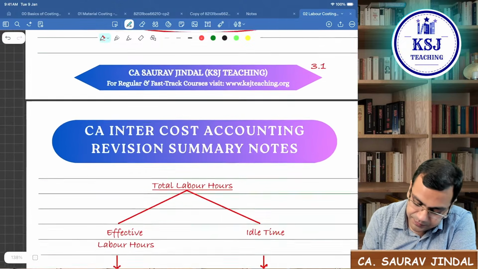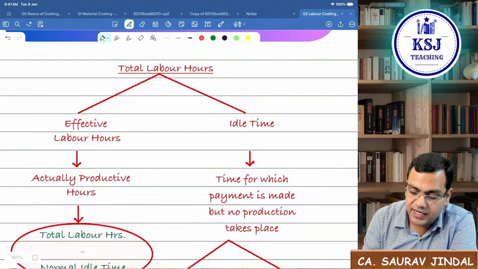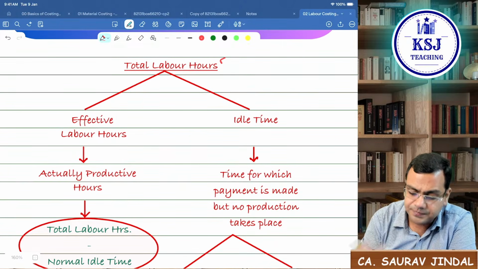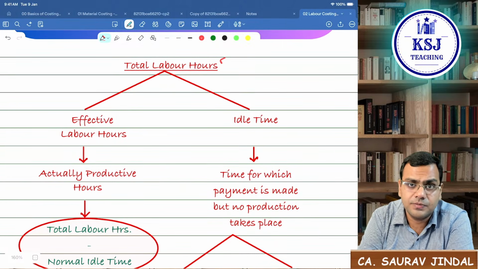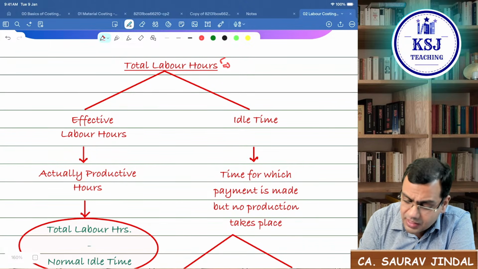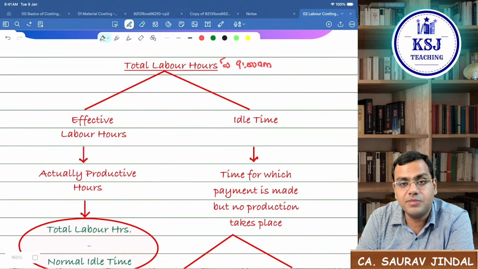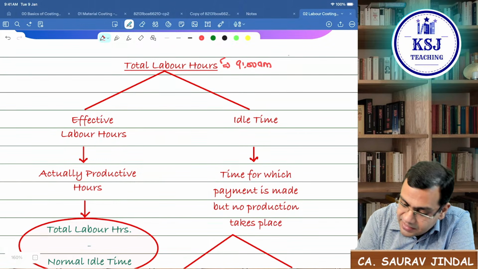Let's see. Now, there are two things. One, we call it total labor hours. Total labor hours is what? A worker comes into the factory at 9 a.m. He leaves the factory at 6 p.m.